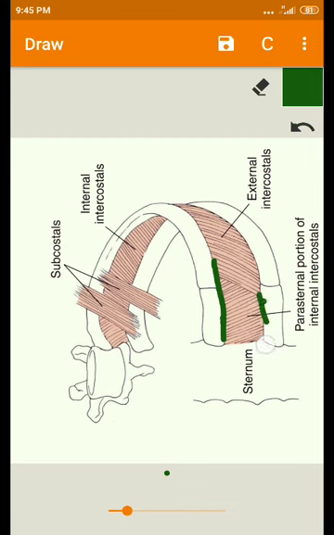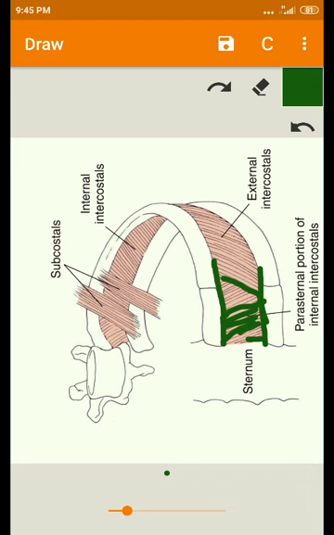So you can see here, up to here only we can see the internal intercostal muscles. These fibers arise from the lower margins of the upper rib, and are inserted on the upper margins of the rib below. Like that, all internal intercostalis muscles are originated. Okay.